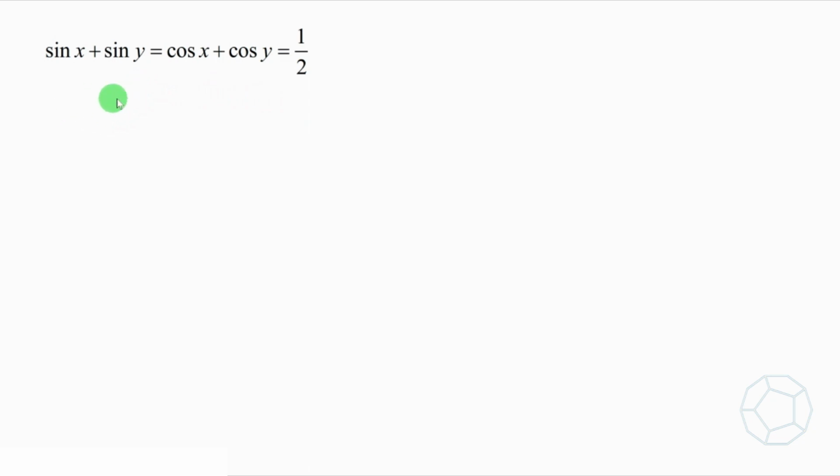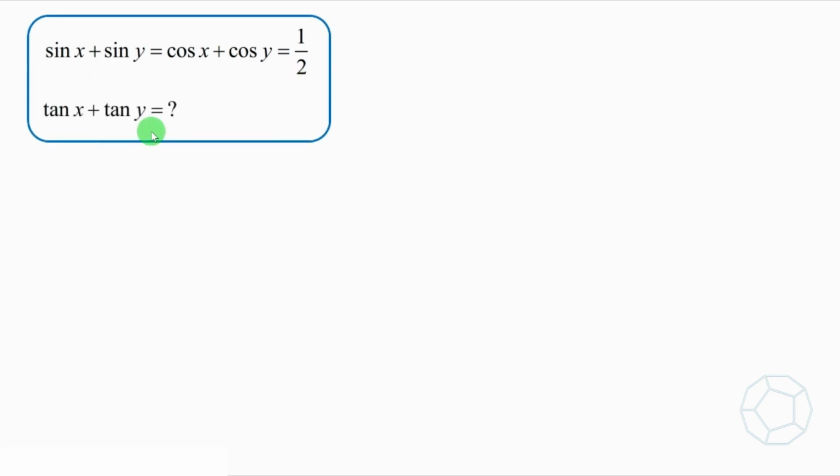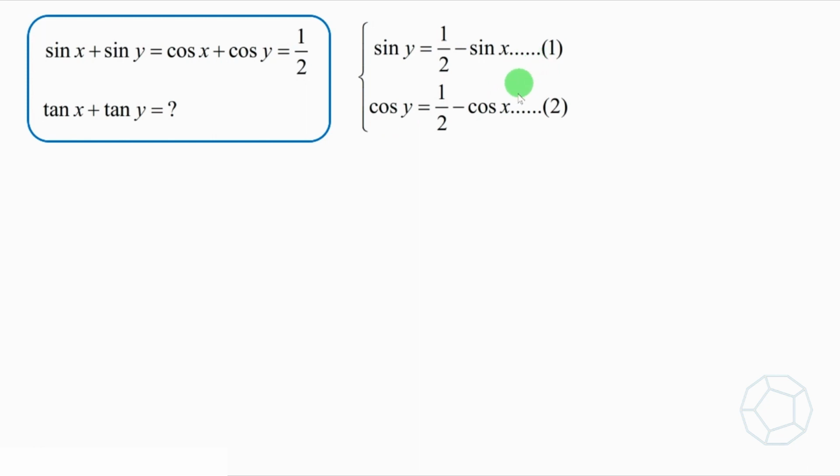Today we're going to solve this exciting problem. If the sum of sines and sum of cosines are both equal to 1 over 2, find the sum of tangents. First of all, let's eliminate the unknown y. By how we can make sine y and cosine y as the subjects of the two equations. Let's call them equations 1 and 2.